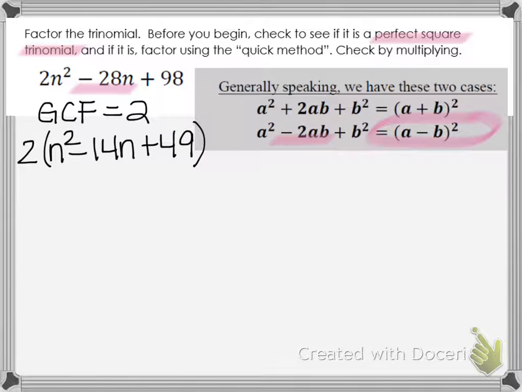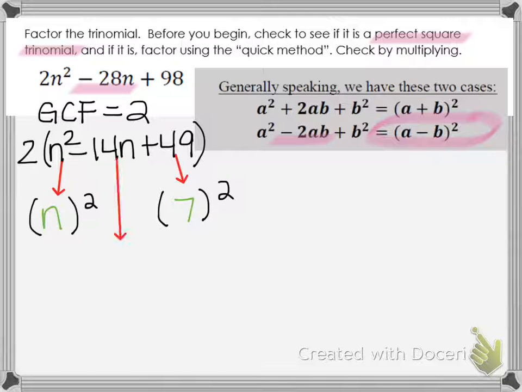49, that's a perfect square. So let's take a look at my first term and my last term. For my n squared, I want to ask myself what's being squared. And for 49, I also want to ask myself what was being squared. So to obtain n squared, it was just n. And to obtain 49, I had a 7. So I know that my first term and my last term are perfect squares.